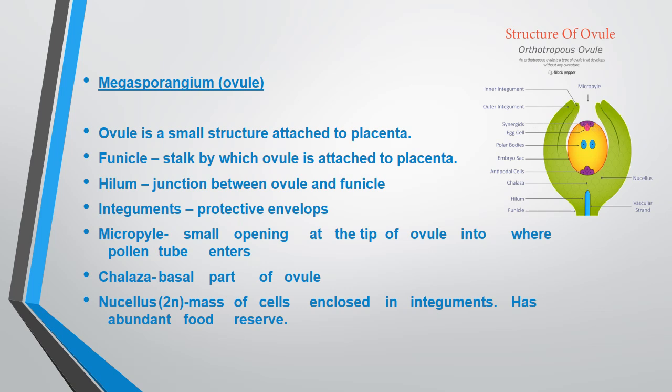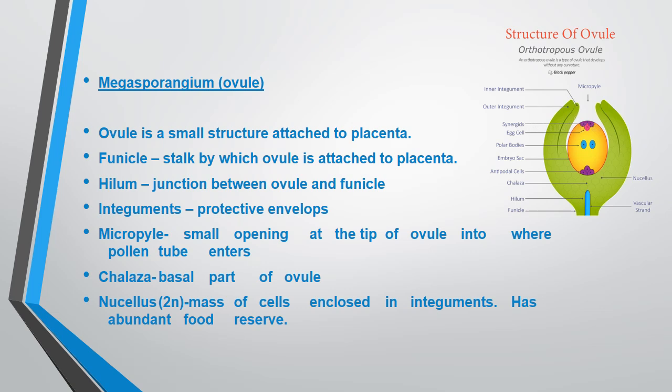Another part is the micropyle. The micropyle is a small opening at the tip of the ovule through which the pollen tube enters the ovule, right? And then fertilization takes place. Then another part is the chalaza. The chalaza is the basal part of the ovule, and it has another part that is called the nucellus.